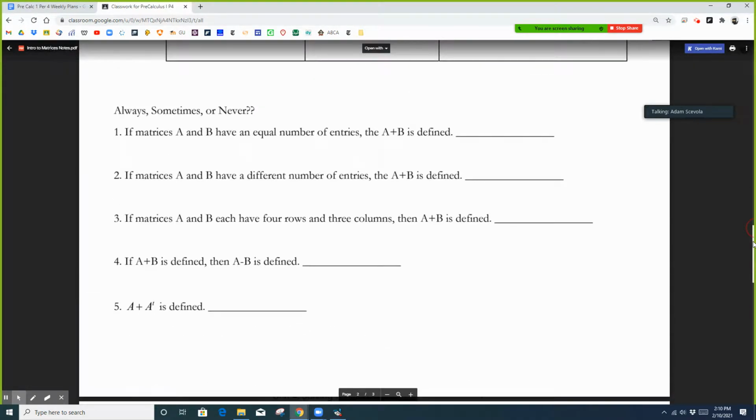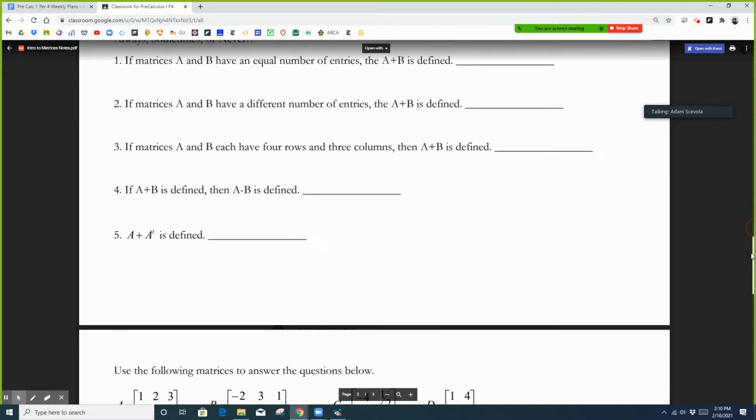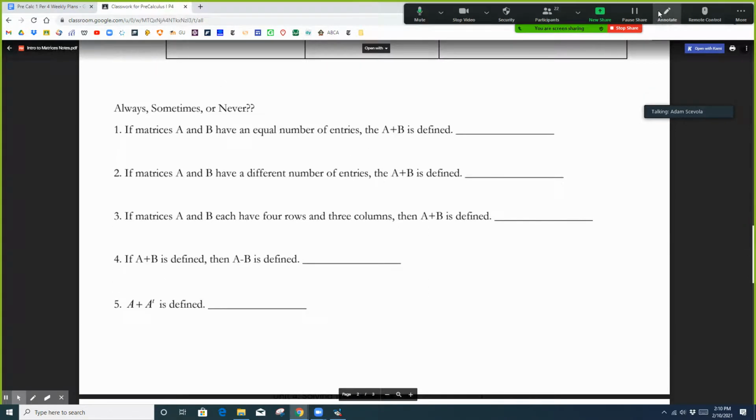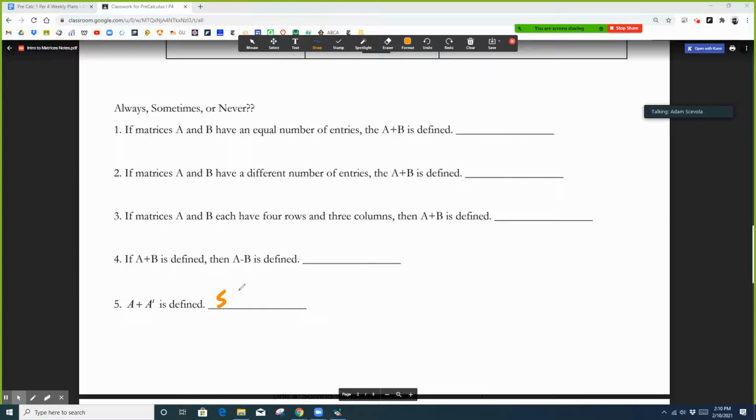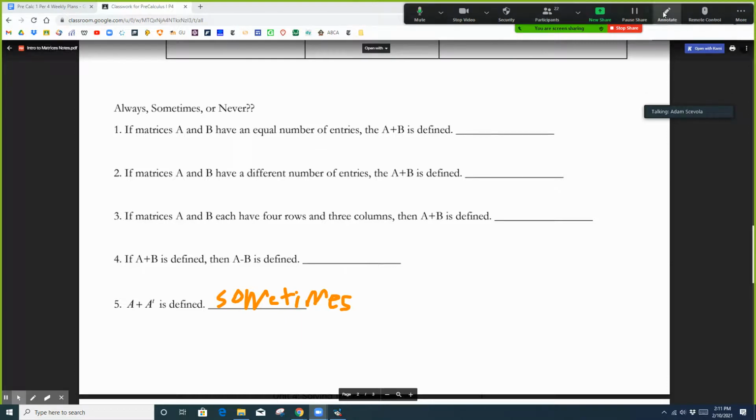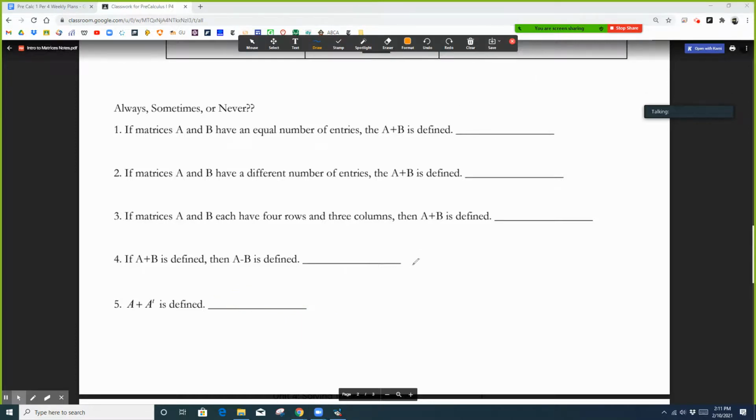And then A plus A transpose is defined. All right, that's going to be sometimes, and it's only going to be true when you have a square matrix. Because again, in order to add matrices, they have to have the same dimensions. And when you transpose a matrix, you're switching the rows and the columns. So if the rows and the columns are the same, when you switch them, it's not going to make a difference. All right, so here would be an example of that.